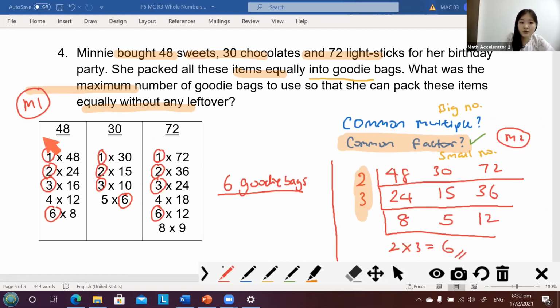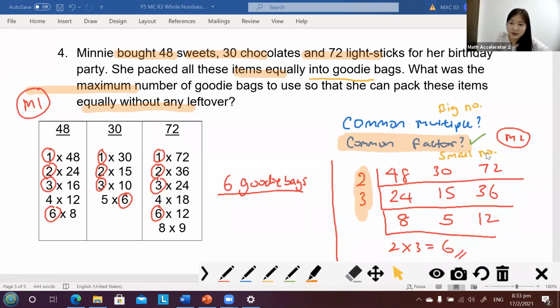So 2 times 3, you get 6, which is your highest common factor. Okay, so which do you prefer, method 1 or method 2? You can type in the chat, M1 or M2? Okay, 1 or 2. Oh, both also okay. Whichever method you can do. If you have some other method, okay, as long as you get 6, also okay.